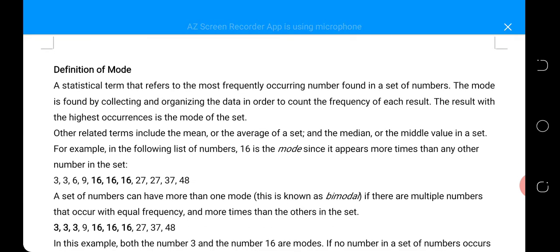The mode. A statistical term that refers to the most frequently occurring number found in a set of numbers. The mode is formed by collecting and organizing the data in order to count the frequency of each result. The result with the highest occurrences is the mode of the set. Other related terms include the mean or the average of a set and median or the middle value in the set. For example, in the following list of numbers, 16 is the mode since it appears more times than any other number in the set.